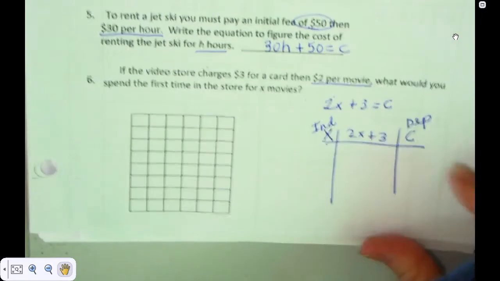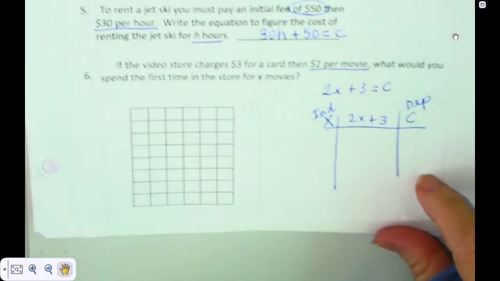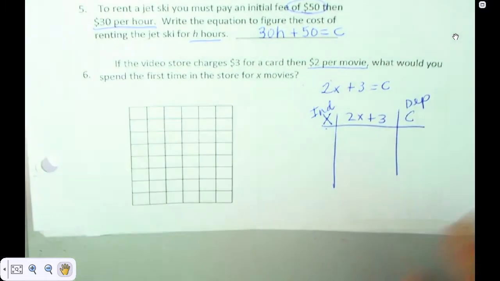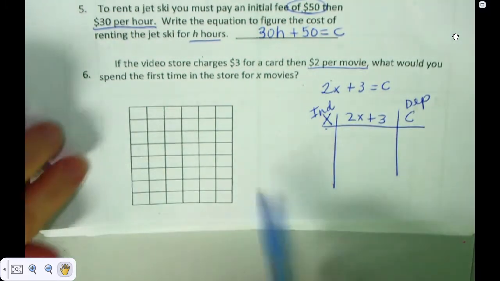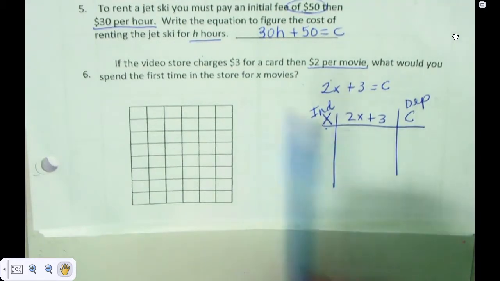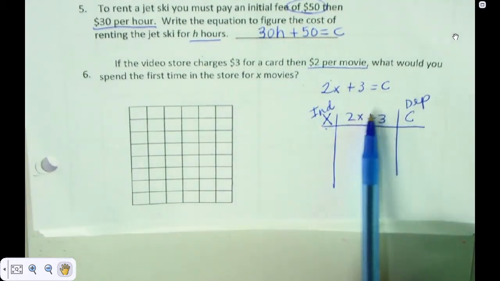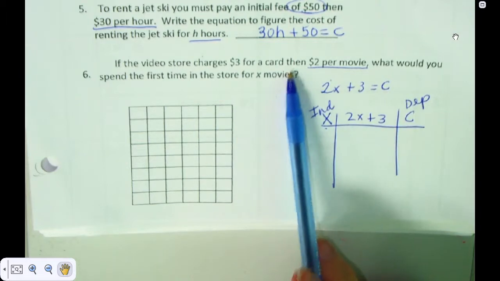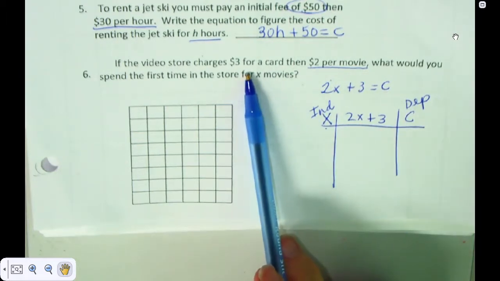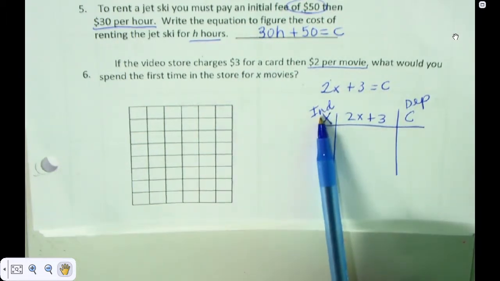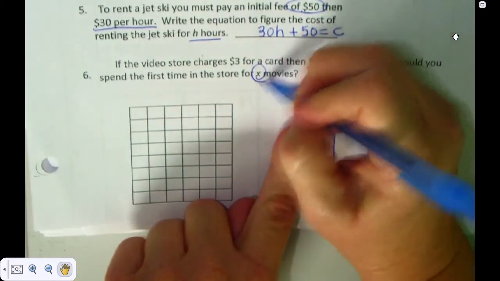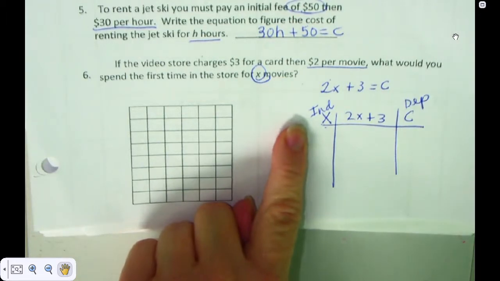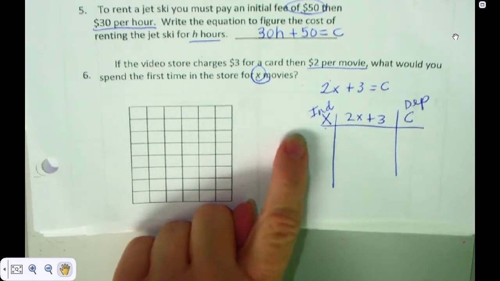All right, everybody look at number 6 that we finished with yesterday. Okay, number 6. We wrote the equation that would give us the charge for the video store. Okay? Now, we were talking about how X, which is the number of movies, is going to be our independent. We're going to choose what our independent variables are.